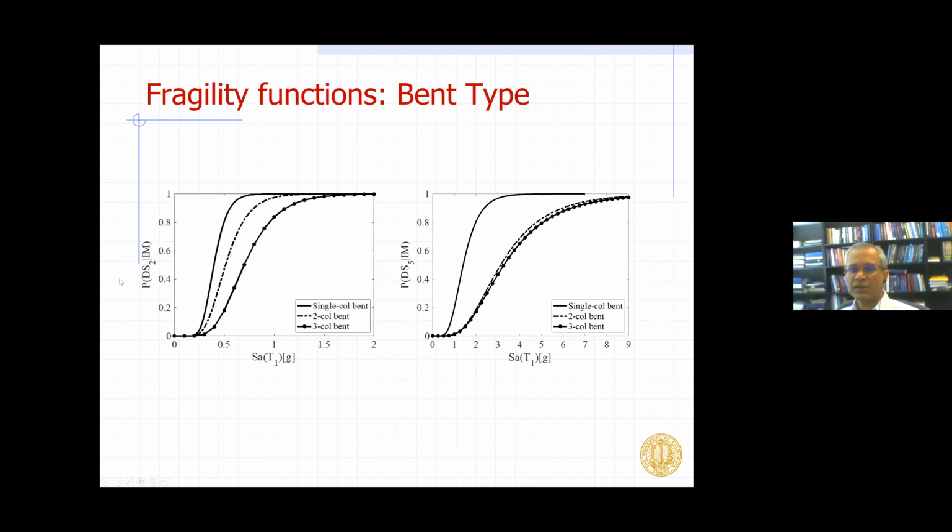And what's interesting to note is that in an early damage state, this is damage state 2, you will see that in fact a 3-column bend will perform better than a 2-column, which will perform better than a single-column bend, because of things like redundancy.